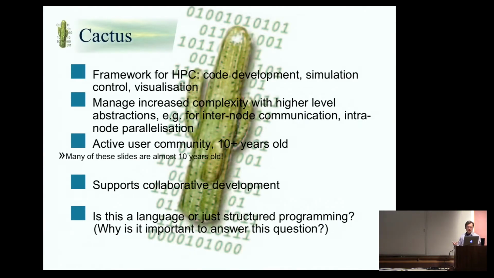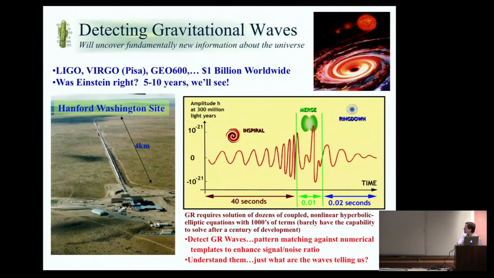It was a framework for HPC code development and visualization, and it managed the increasing complexity of the codes that we were dealing with. Back then, MPI was pretty new. That's now 20-plus years old. These slides are about 10 years old. And when these slides were 10 years old, I said that it was used for 10-plus years. It's still actively developed. And it also helps with our multinational collaborations.